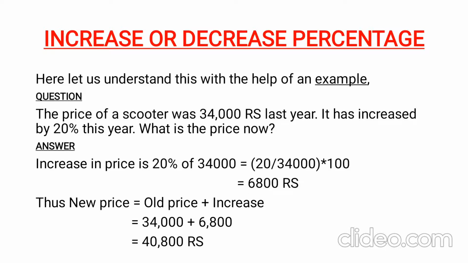Increase in price is 20% of 34,000, that is 20/100 into 34,000, which will be equal to 6,800 rupees. Thus the new price is equal to old price plus increase in price, that is 34,000 plus 6,800, that is 40,800 rupees. Thus the new price of the scooter with a 20% increase this year is 40,800 rupees.